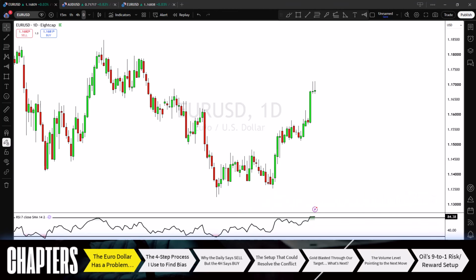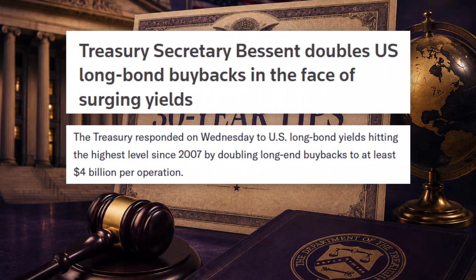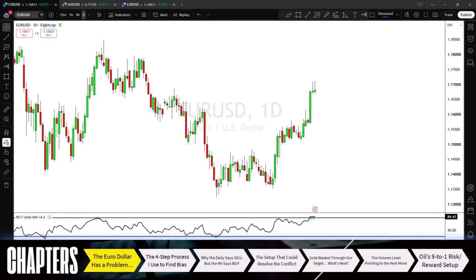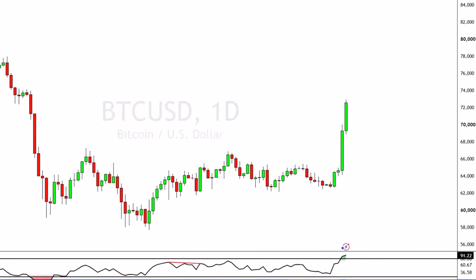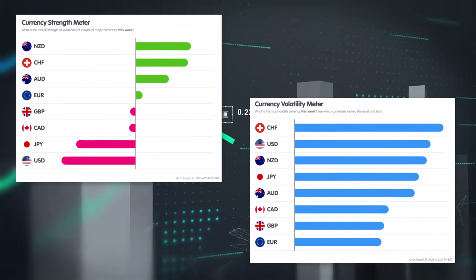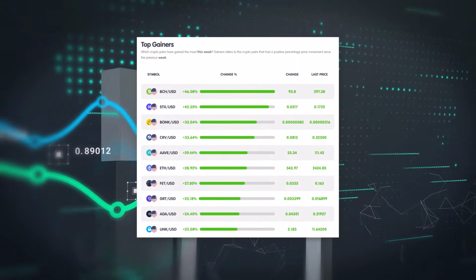But to recap real quick what happened with the euro dollar, it's been kind of a slow, fast, slow week. We started off pretty modest. Then on Wednesday, we got some very surprise news about a bigger than expected treasury bond buyback. Now, I won't go into too many details about that here because I know you guys mostly come for the technicals, but if you are interested in a bigger explanation about that, make sure you check out episode 1359 of the Trading Coach podcast. Yes, it's mainly about Bitcoin, but the treasury situation played a major role in dollar weakness, which is what caused strength in Bitcoin.